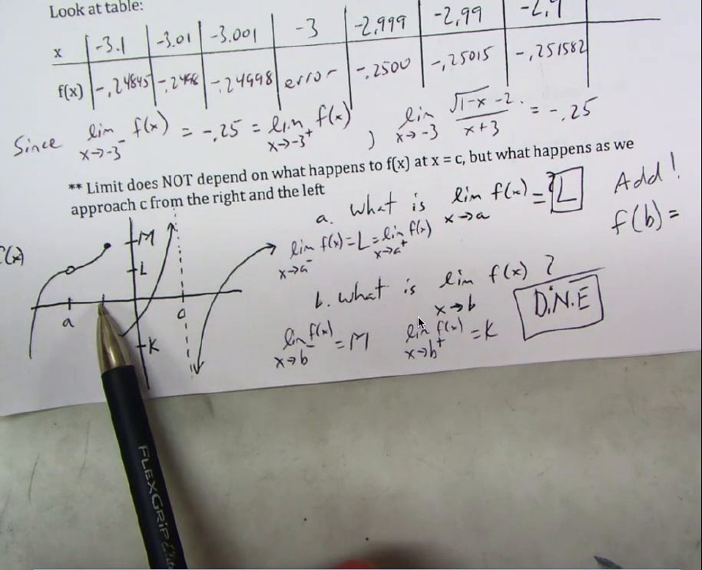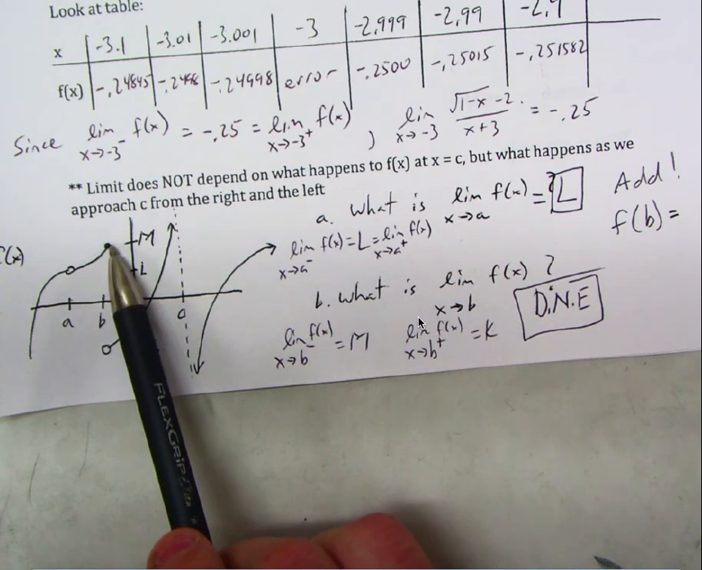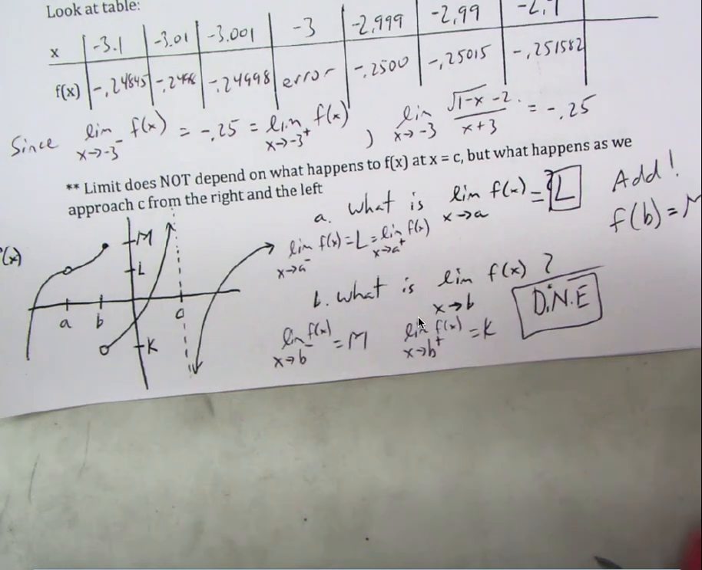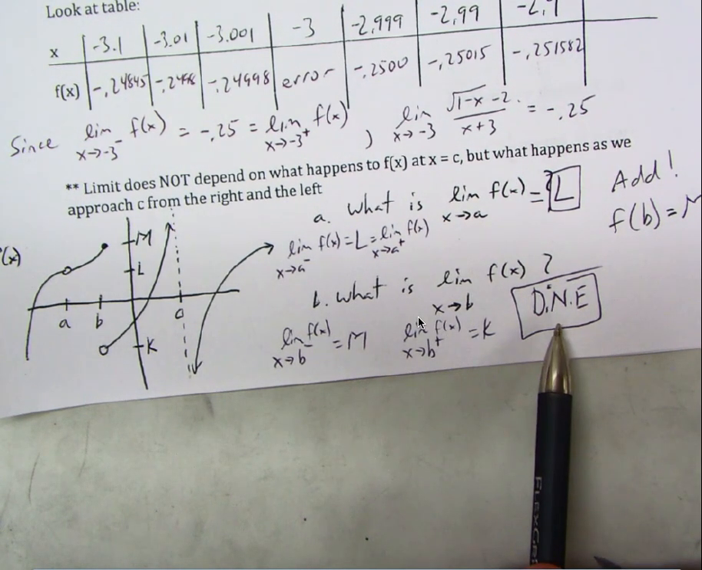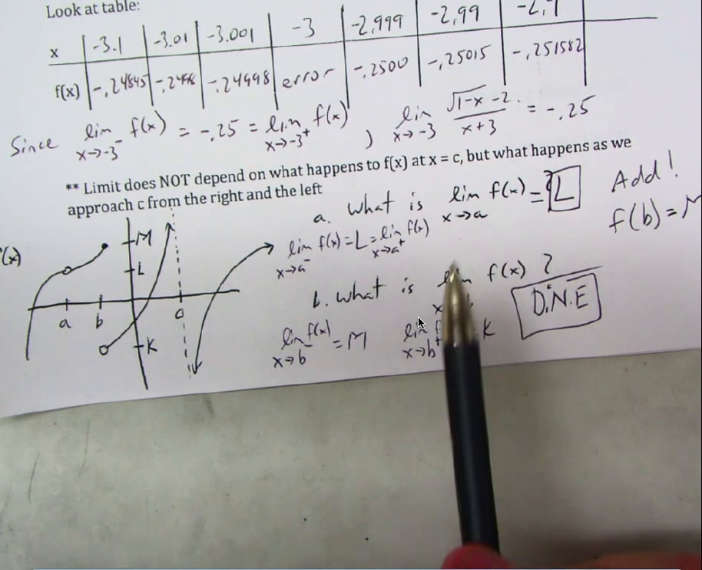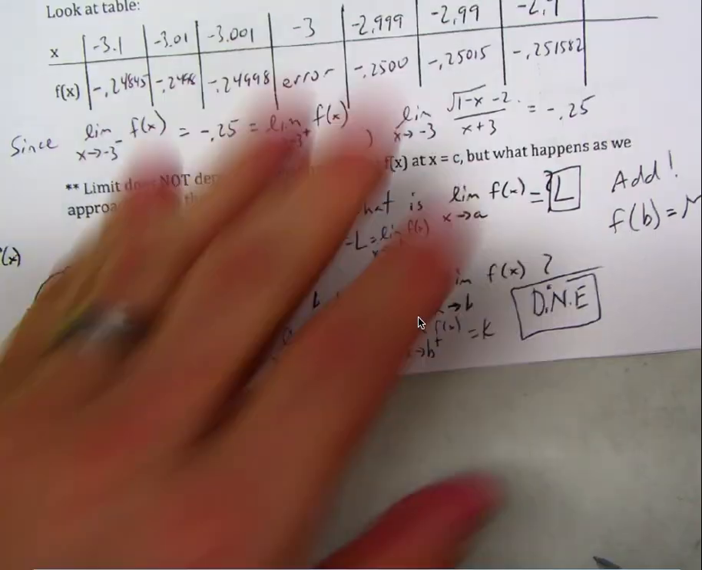f of b, now this is where open and closed circles come into play. f of b is actually m. It's that closed circle right there. So f of b does exist, even though the limit itself doesn't. Just like over here, f of a doesn't exist, but the limit does. So it's important to understand concepts in this class about what it means to limit towards and what it means to be equal at a certain x value.